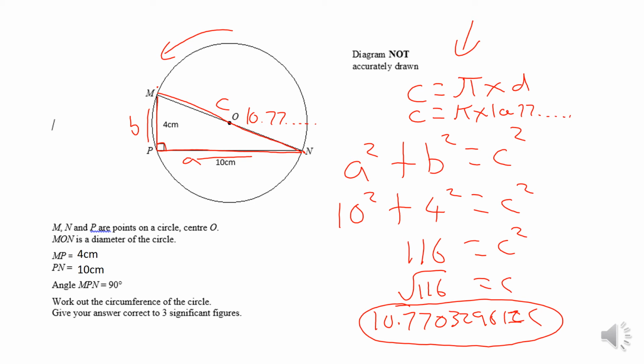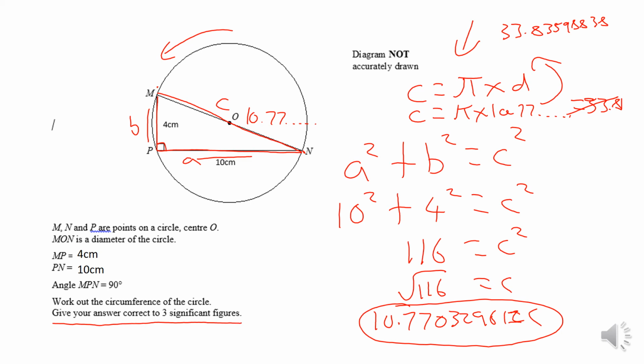So let's write that down. 10.77032961 equals 33.835. So let's write that down here, 33.835. So it doesn't fit there, so I'm just going to write it here. 33.83598838. However, be careful, because the question says give your answer correct to 3 significant figures.